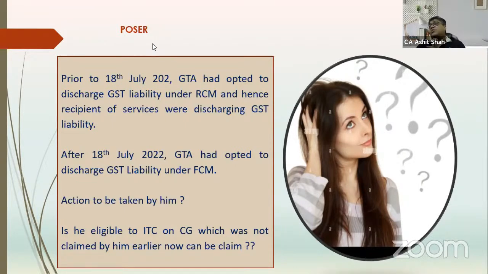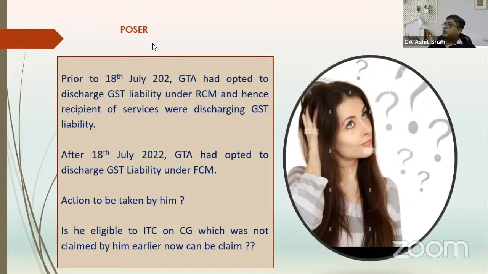Then he realized that he has 25 trucks and should take the credit. So now he should shift from RCM to FCM. First question: can he do so? Up till 18 July he was under RCM. Can he now shift to FCM? Yes, he has every right to change to FCM. He filed the declaration before 16th August 2022, in which he has to select the option, and he stated that he will now discharge the tax liability under forward charge mechanism. Now he says he wants to avail the input tax credit, so he will levy tax at the rate of 12% and avail the credit.